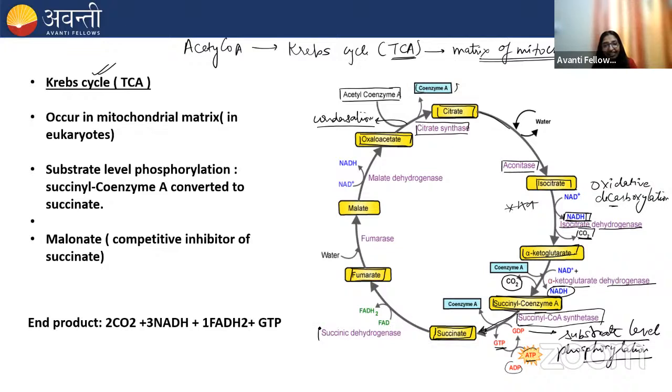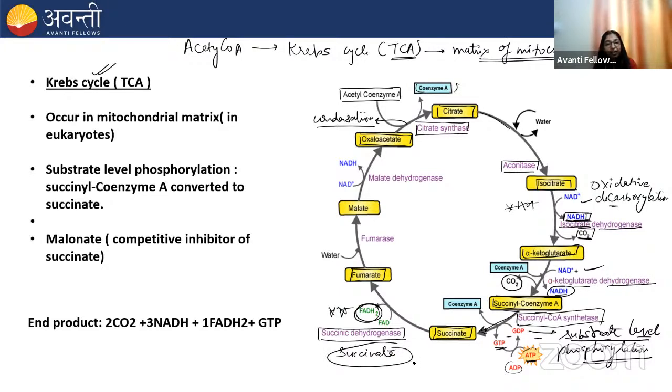The enzyme involved is succinic dehydrogenase. And here FADH2 is forming. In step 1 and step 2, NADH is forming. And at this step, ATP formation is taking place. So this step is substrate level phosphorylation. Remember these steps.